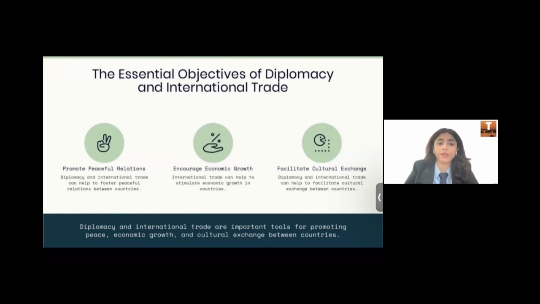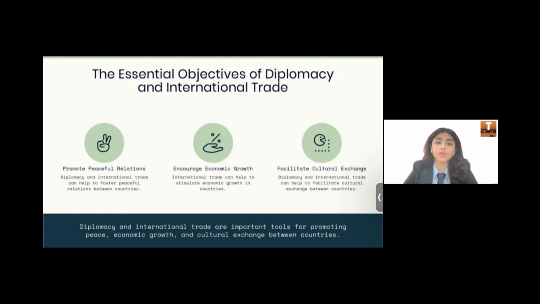Number five is enhancing cultural aspects and people-to-people exchanges. Diplomacy and international trade facilitate cultural exchange and people-to-people interactions. Through diplomatic engagements, nations try to promote cultural understanding, foster educational and scientific collaborations, and encourage tourism and cultural exchanges. International trade brings people from different countries together by facilitating the exchange of ideas, knowledge, and cultural experiences.